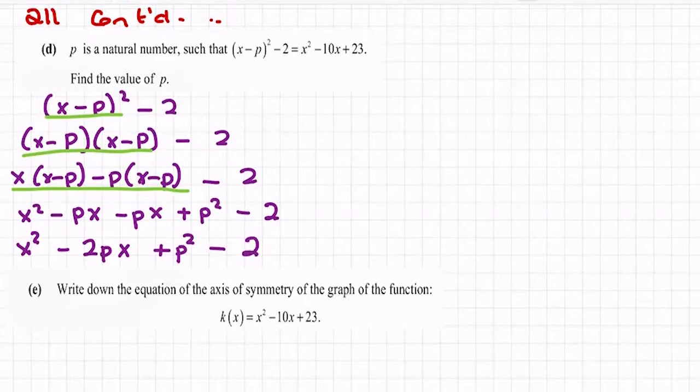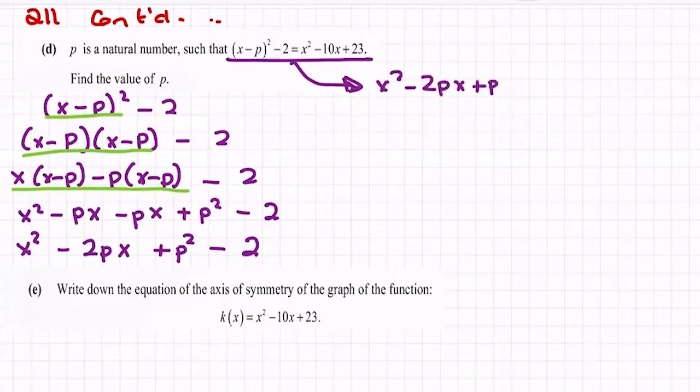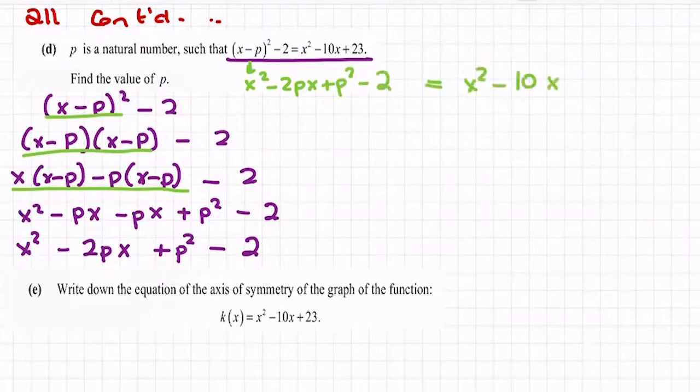Okay, so now I'm going to rewrite this like this. X squared minus 2px plus p, oh, I'm going to run out of room, so let me just move over a small bit for this one, okay? So I'm going to write this one as x squared minus 2px, this is the answer I got just there, plus p squared minus 2, and that's equal to x squared minus 10x plus 23.